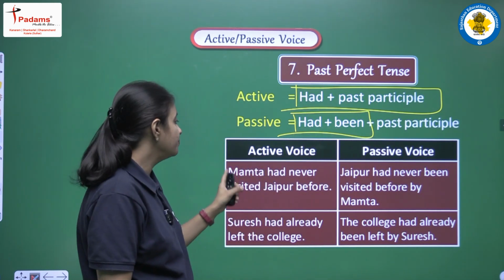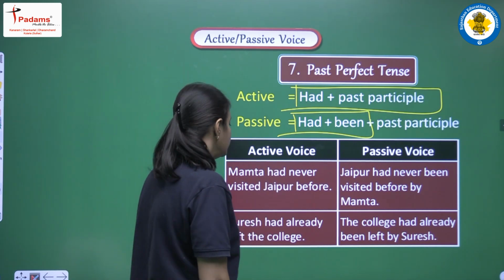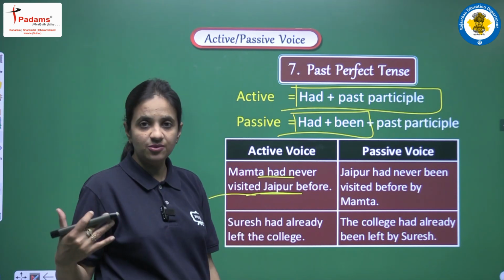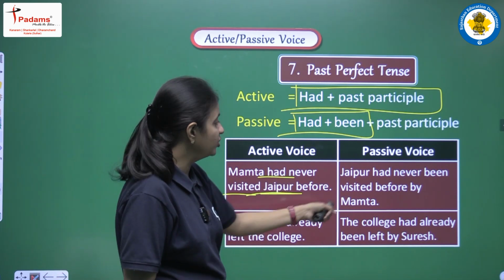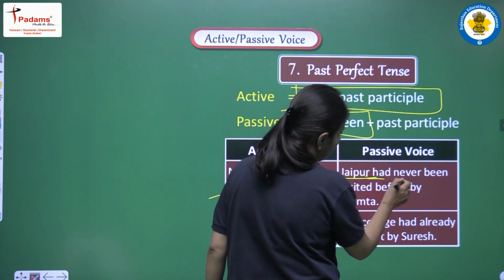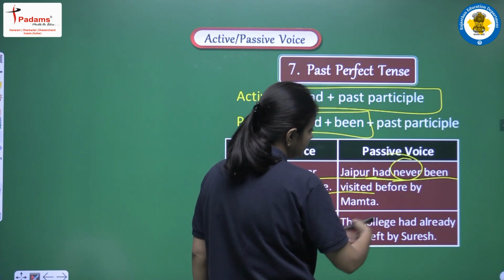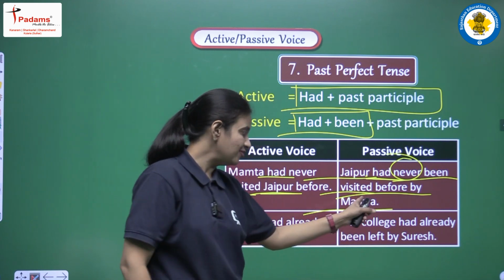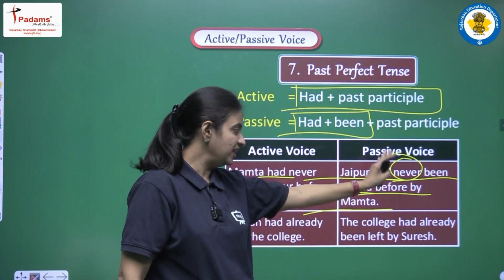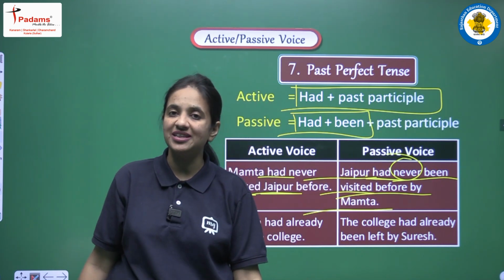So let's see how. Mamta had never visited Jaipur before. Okay, so here our object is Jaipur. We are having had plus third form, so this is past perfect tense. Object is Jaipur, so the passive voice will start with Jaipur only. After Jaipur we are having had been, never will be there in between, third form visited, before, and the subject will be at the end of the sentence, by Mamta. So the proper sentence will be, Jaipur had never been visited before by Mamta.